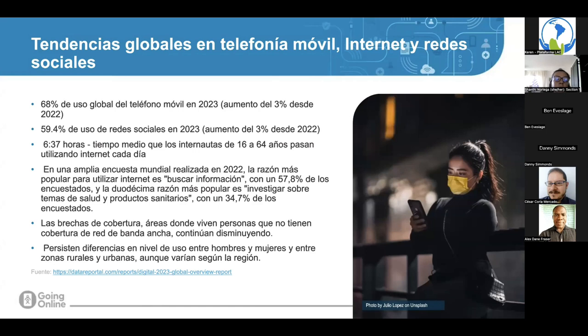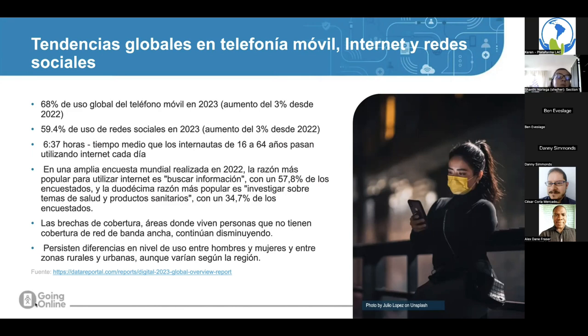Here we have some global mobile, internet, and social media trends. And these are produced by a group that does surveys of social media use, internet use, mobile phone use globally every year. And here we see that 68% of people globally have access to and are using mobile phones. So this is a 3% increase from 2022. So people are more and more starting to use their mobile phones and starting to have access to the networks required. Social media use globally is close to 60%. Again, that's reflecting a 3% increase since last year.